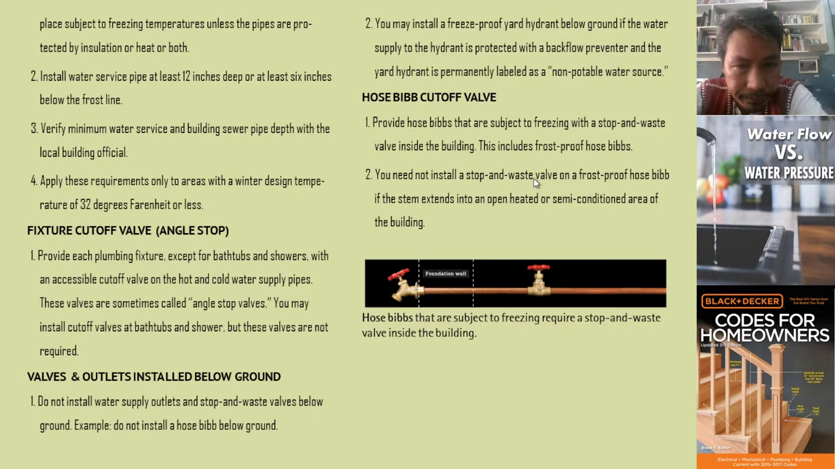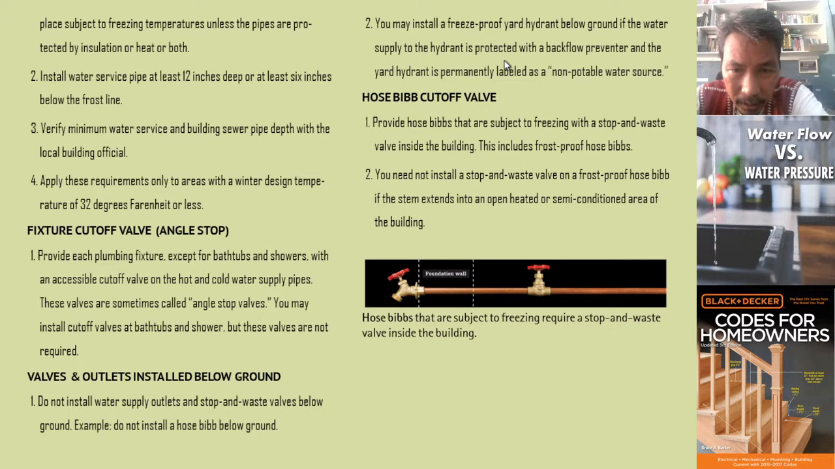Then we will not do number 2 because this is freeze proof. We do not need that. Hose bib cut off valve: for hose bibs that are subject to freezing, we do not need it. Number 2, you need to install a stop and waste valve, but we do not need this frost protection, which is for the winter season. We do not have winter.